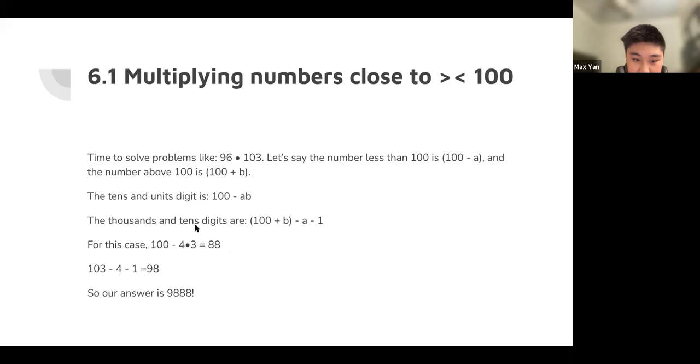The thousands and, oh, sorry, I meant to say hundreds digits are the number that's above 100 minus a minus 1. So for 96 times 103, that would be 103 minus 4 minus 1. So our answer is 9,888.